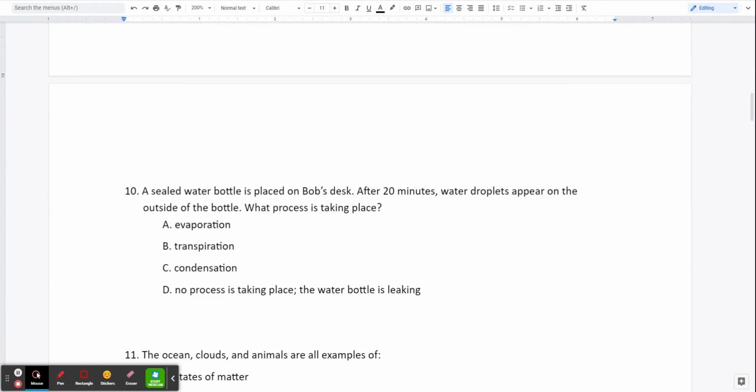Ten. A sealed water bottle is placed on Bob's desk. After 20 minutes, water droplets appear on the outside of the bottle. What process is taking place? Is it evaporation, transpiration, condensation, or no process is taking place, the water bottle is leaking?